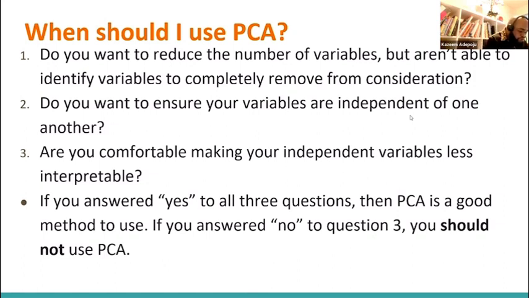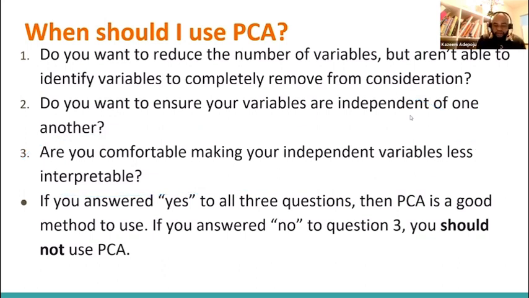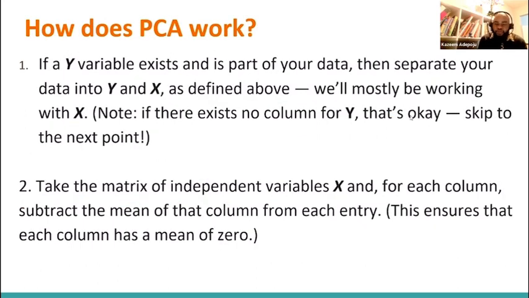When you take a look at question 3, if the answer is no, are you comfortable making your independent variable less interpretable? If the answer to that question is no, then you shouldn't use PCA. Okay, now how does PCA work? I think I've just justified using the PCA, right? So how does it actually work?